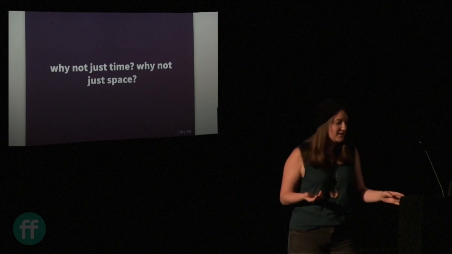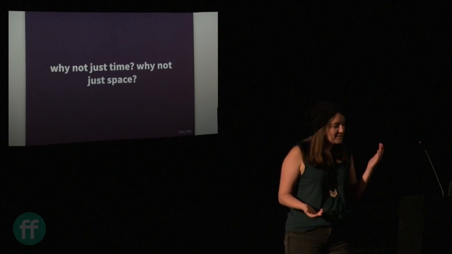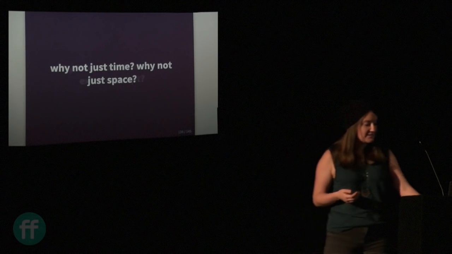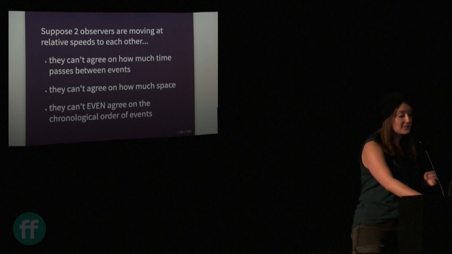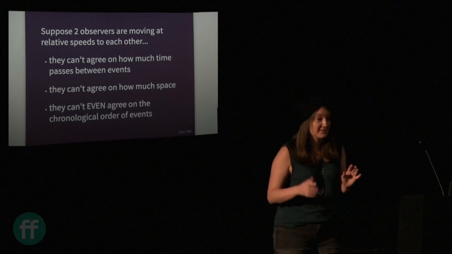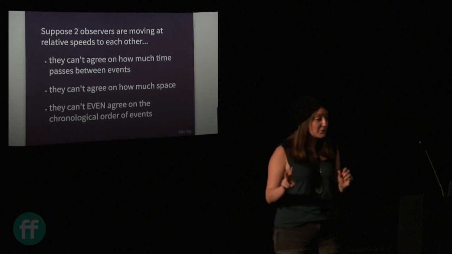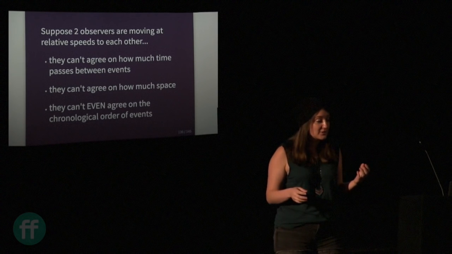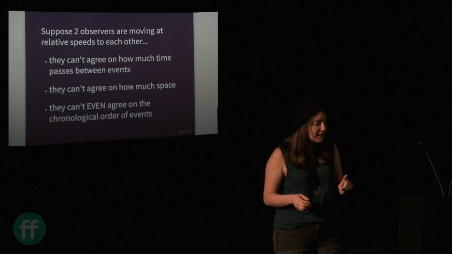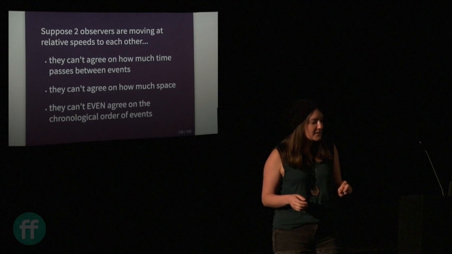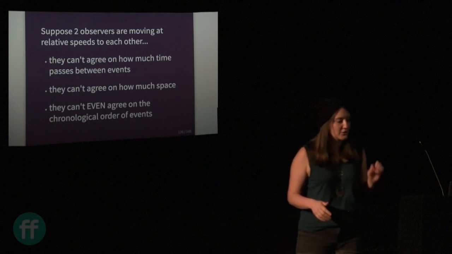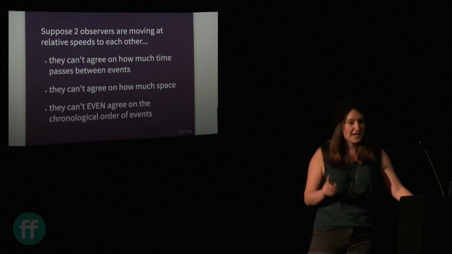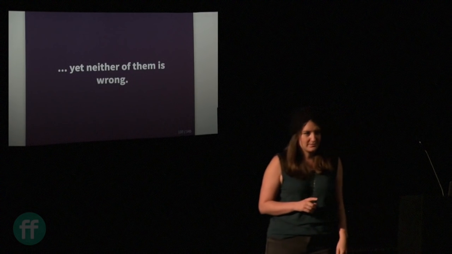What I really was interested in is, why not just time? Why not just space? Why do we need this extra concept of space-time? And the practical reason is that you can have two observers moving at relative speeds to each other, and they can't agree on how much time passes between events, they can't agree on how much space is covered, and they can't even agree on the chronological order of events. Yet, they are both right.